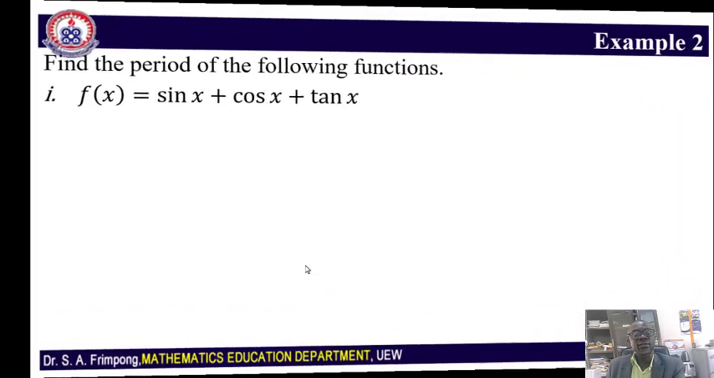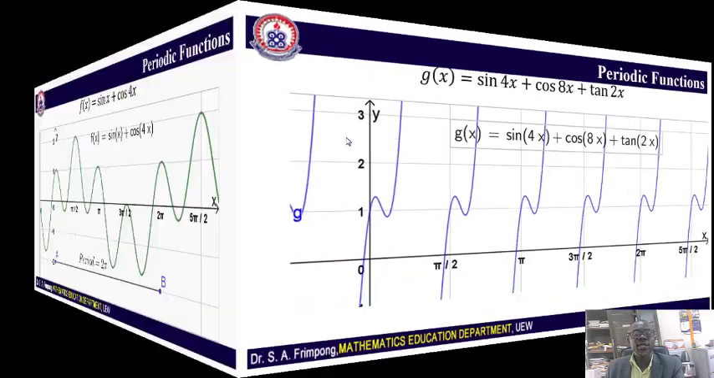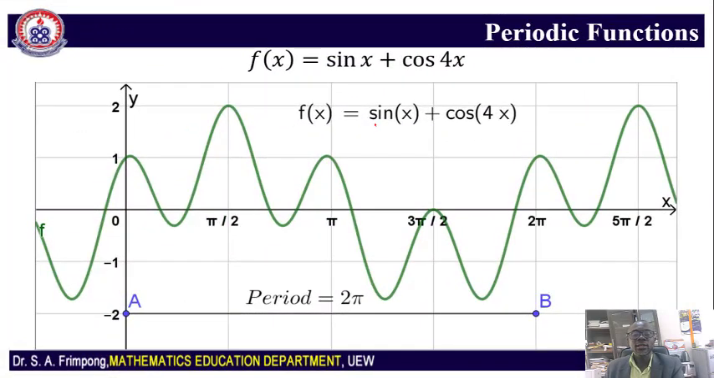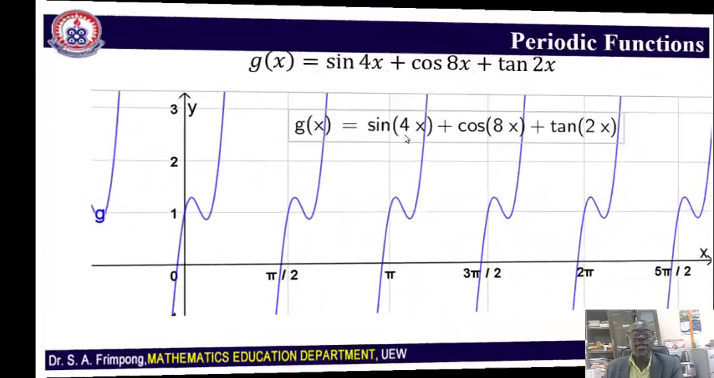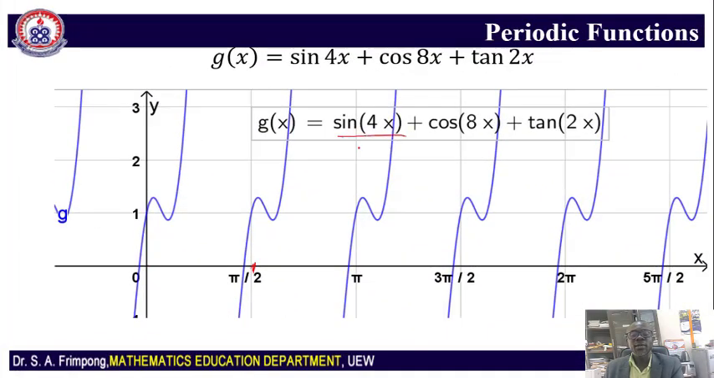Now what can we see? We can see that in each of the cases, the period of this is 2 pi. The period of this is pi over 2, the individual function. But the period of the whole function becomes this. If you go again, the period of this function here is pi on 2. Period of this is pi on 4. Period of this is pi on 2. So the biggest now is pi on 2. So the period of this function is pi on 2.